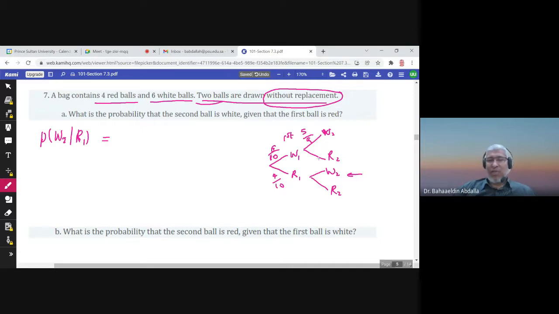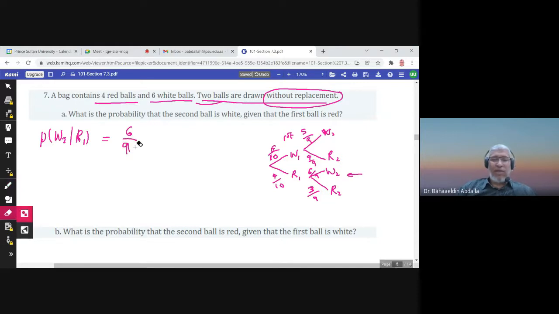So always the probabilities here are conditional probabilities. So probability of R2 given W1 would be how many red balls are there? 4 over 9. Probability of W2 given R1, well, we selected red and we need white. We have 6 white balls over 9. Red 2 given red 1, well, we have 3 red balls left because we selected 1, over 9. So probability of W2 given R1 is 6 over 9.